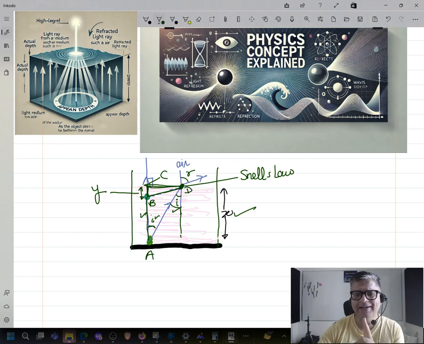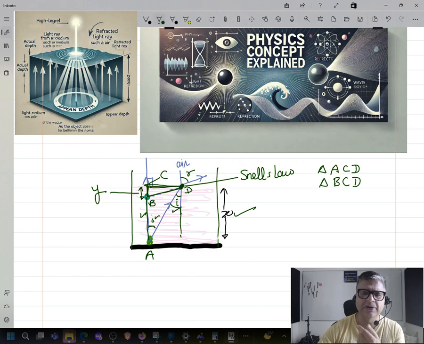So the two triangles your focus is on: the triangle ACD, this is your one triangle. Then the other triangle you're talking about is BCD. Okay, there are two triangles we're talking about. And we have already established that these two angles are equal. These are alternate angles. Simple, right?